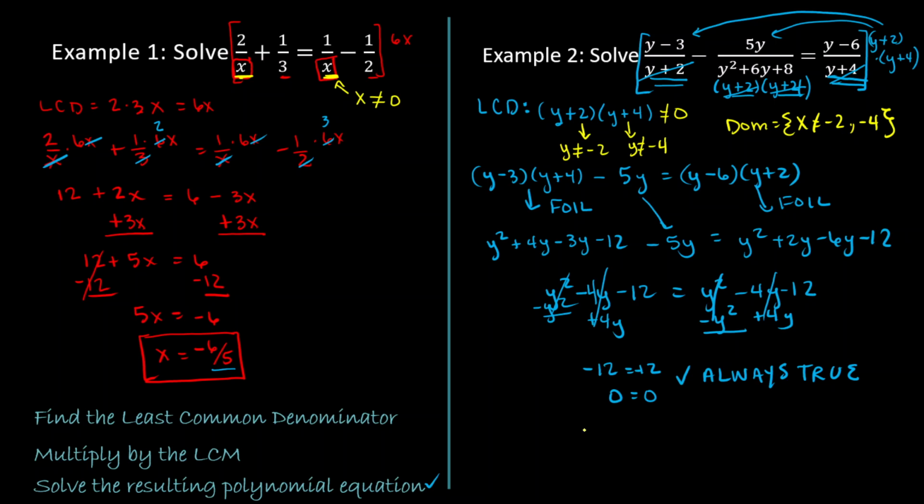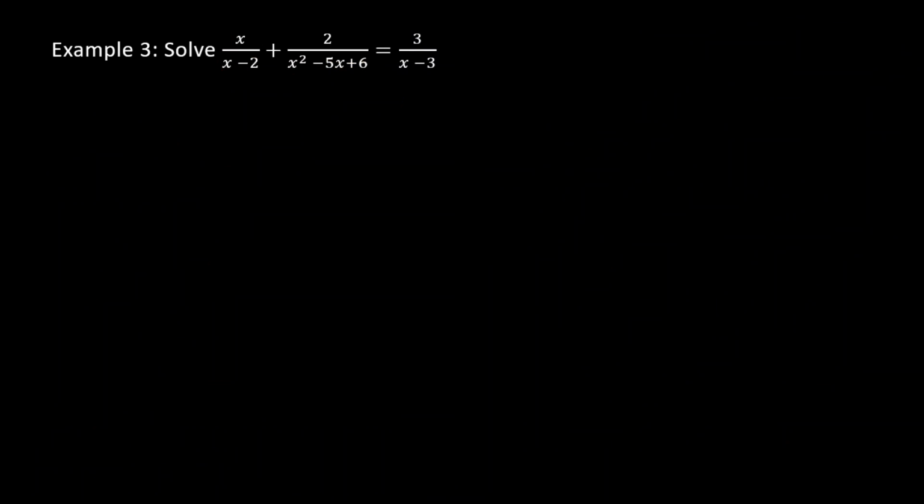So when I get to the very bottom of the problem, my solution is not all reals, even though this is always true. My solution is x such that x cannot be negative 2 or negative 4. So we always have to check the original equation and make sure that we are still in the domain of that original equation. Okay, let's try this one more time.